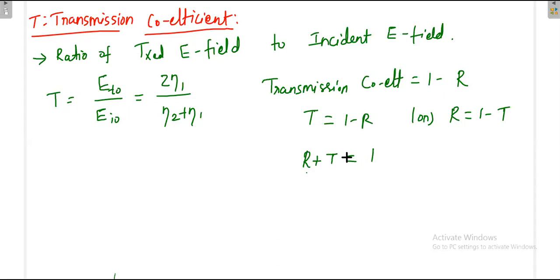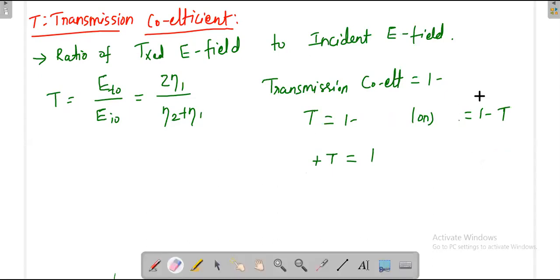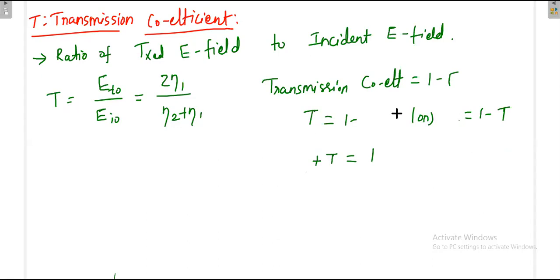For the reflection coefficient, we are using another notation, that is tau. Some books use K also. You can use any notation, no problem. So the reflection coefficient is always tau, and tau is equal to 1 minus T, then tau plus T is equal to 1.